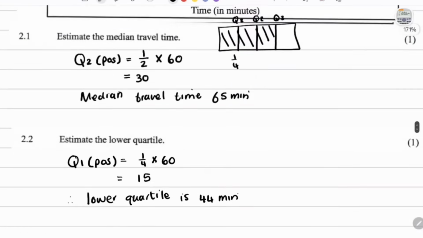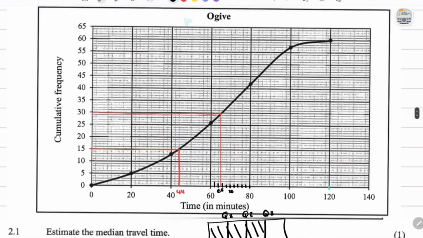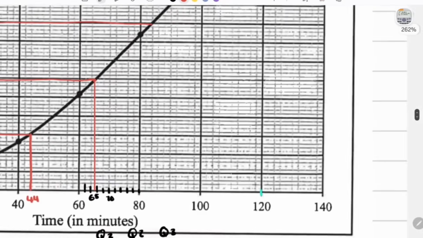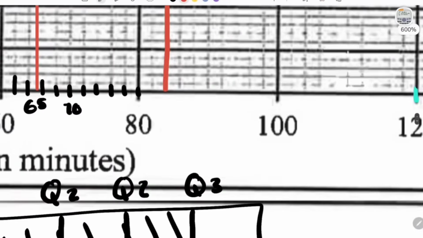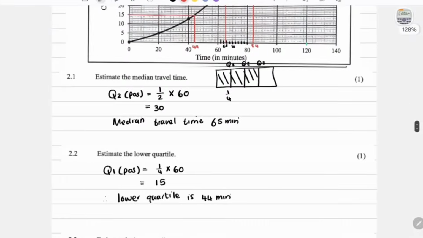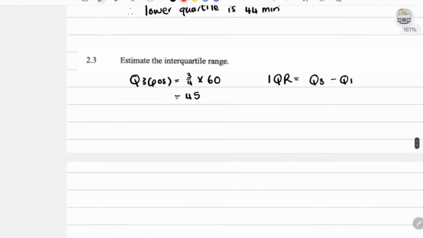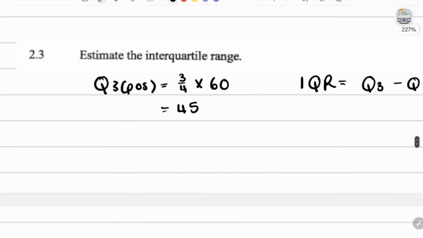We're going to go to 45 on the cumulative frequency, and we're going to go until we hit the ogive. So once we hit the ogive, we're going to go down and then see exactly where this is. So it's clearly on this line, this particular line here. And where is that? This is 80, this is 82, this is 84. Okay, so that's 84. And we can just write that down then. So it means that Q3's value is 84 minutes.